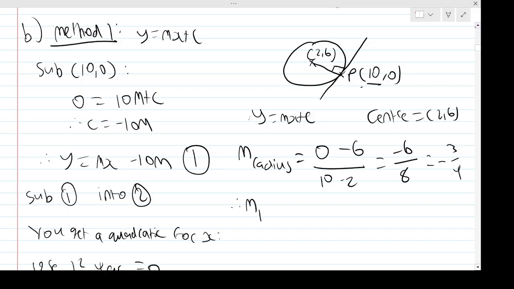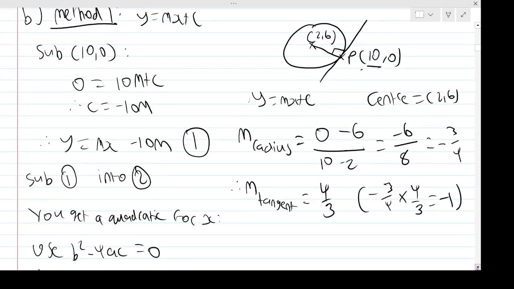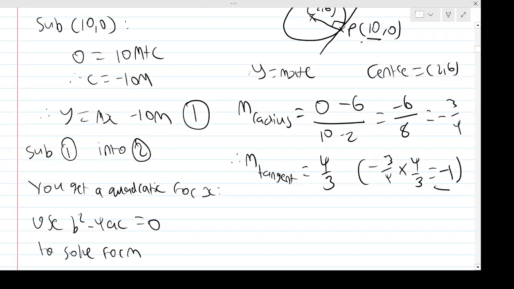Therefore, the gradient of the tangent, well, that's the negative reciprocal because they're perpendicular. So the negative of negative 3 is going to be positive, and then if we flip the fraction, the reciprocal will be 4/3. So that's my gradient. And once again, we can check this is right, as minus 3/4 times 4/3 indeed gets me minus 1. Remember, the two perpendicular gradients must multiply to get minus 1 every time. So we know that's right.